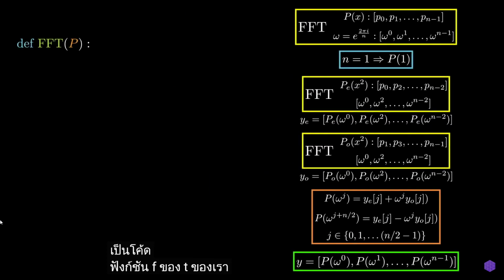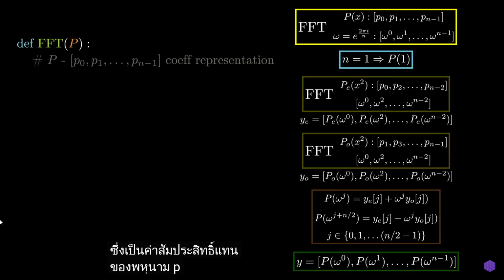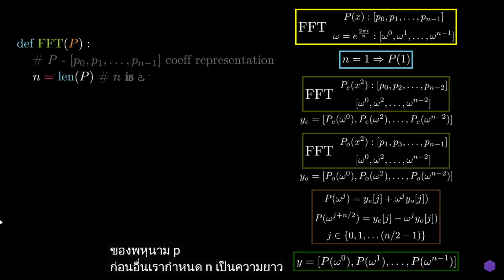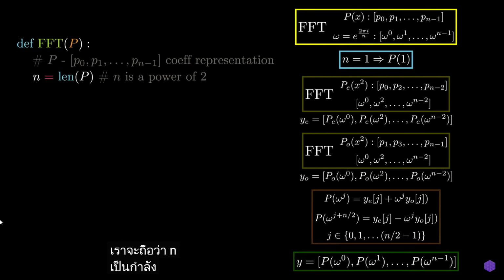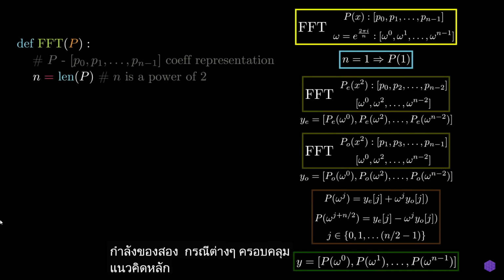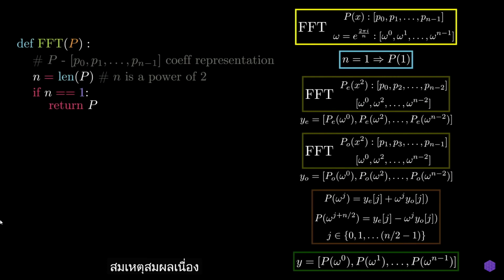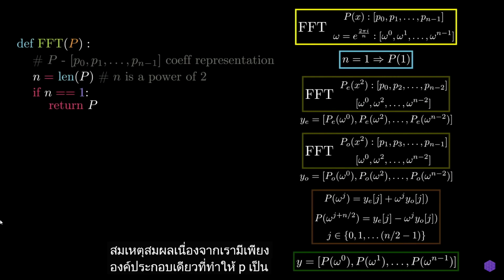Our function FFT will take an input p, which is the coefficient representation of a polynomial p. We first define n as the length of p, and we will assume that n is a power of 2. Just to be clear, there are implementations of the FFT that can handle n not being a power of 2, but those are way more complicated. The power of 2 cases encompass the core ideas of the algorithm. We now handle the base case, which is just a matter of returning our original p. This makes sense since we only have one element, making p a degree 0 polynomial or constant.